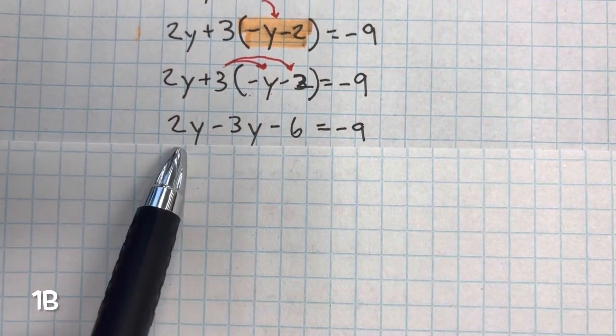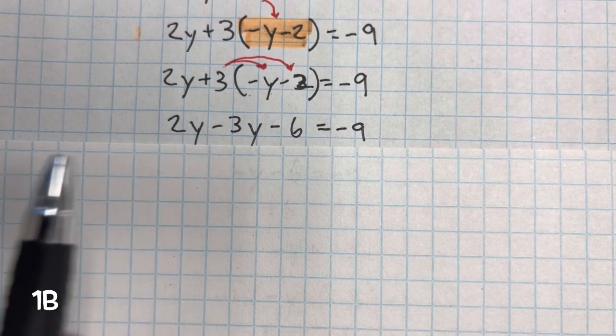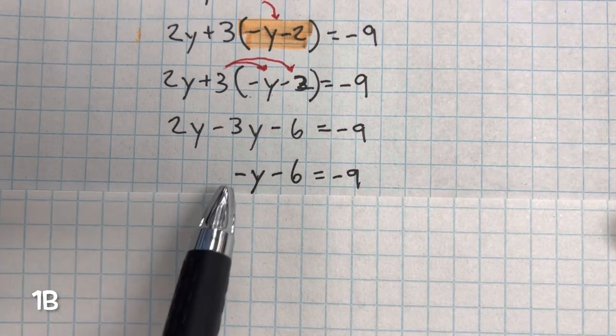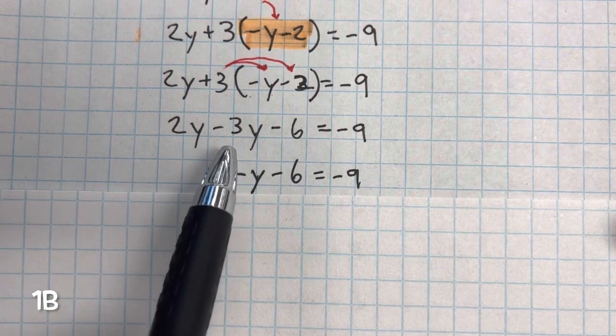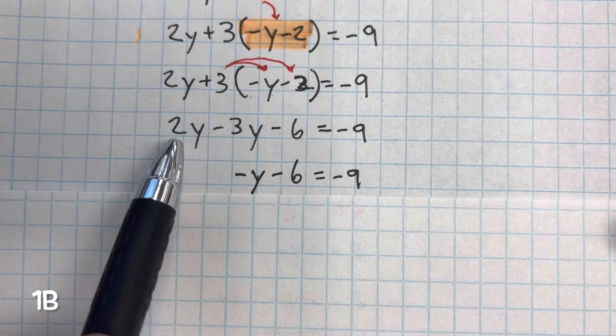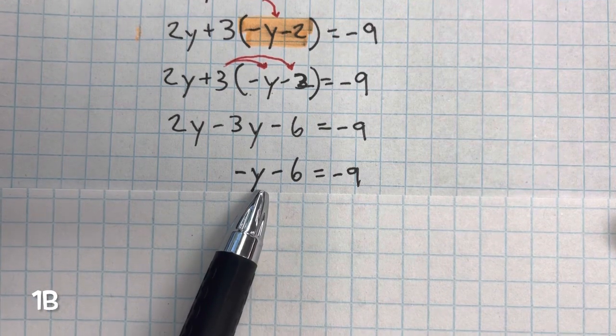We have like terms. We have y terms here and y terms here. We have more negatives than positives. So we know it's going to be a negative y term or a negative y value. And when the signs are opposite, you subtract. 3 minus 2 is 1. So we have negative 1y or just negative y.